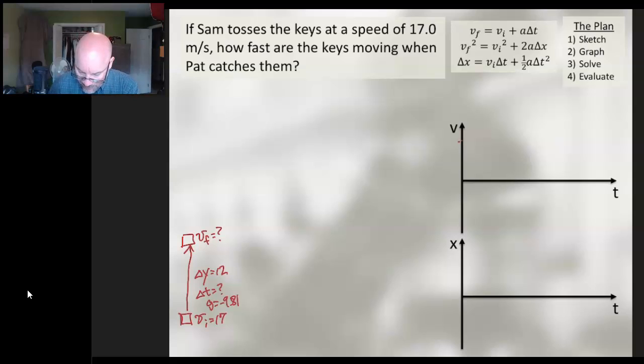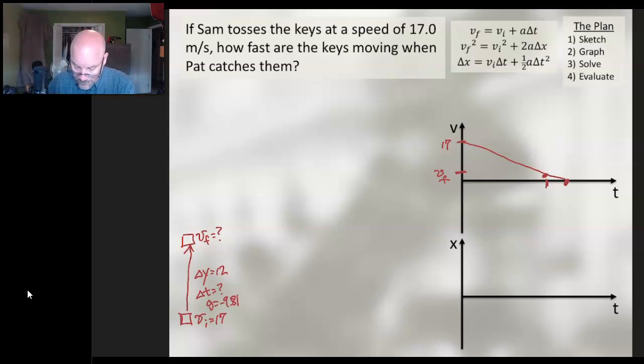Now we're starting off at 17 here, and we know that it's going to go to 0 if we let enough time pass. However, we're going to catch them at some point here, and so they're going to have some other speed, and we don't know what that speed is. So this would be if Pat didn't catch them and they went a little bit higher, then eventually they'd hit 0 as their speed.